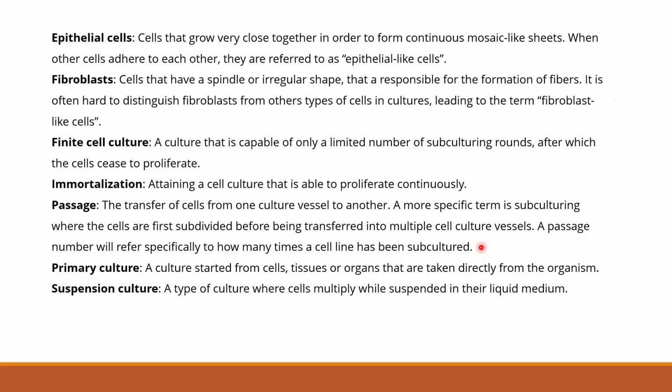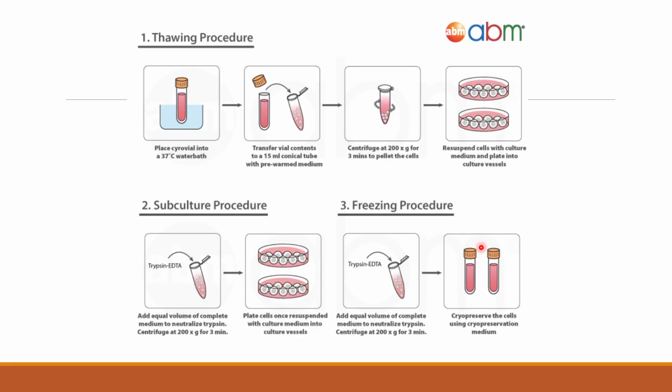Next, let's go into a little technicality of the procedures. First, how you start your culture is you have a stock. From the stock, you take the vial, you thaw the cryo vial in a 37 degree water bath. This will help in decreasing the damage to the cells. When you thaw it at 37, they will immediately come to a healthy condition.